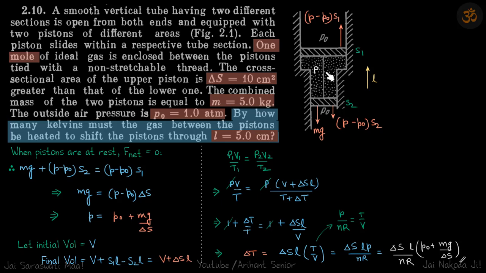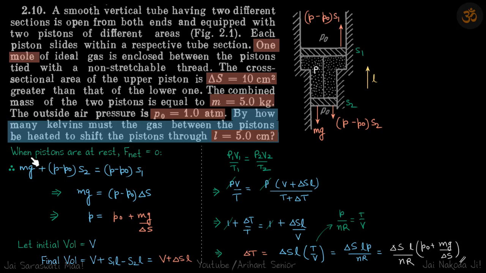the gas will expand, and if the gas has to expand, the piston assembly will move up. You can see that because this area is larger. So they are asking by how many kelvins must the gas between the pistons be heated to shift the pistons through 5 centimeter. So from geometry, we need to find that if the piston moves through 5 centimeter, what is the change in volume? And if we know the change in volume, then using the gas law, we can find the change in temperature. So that is our approach.